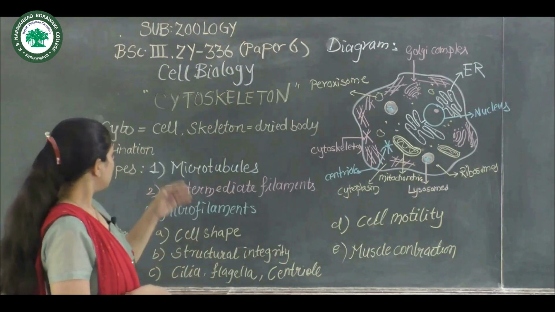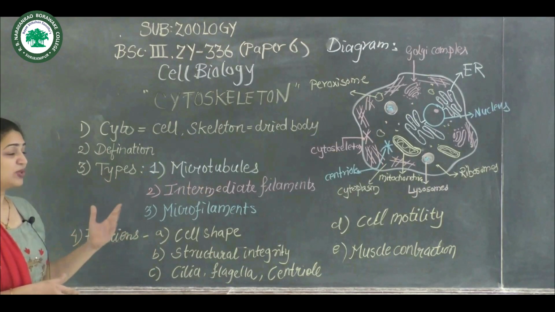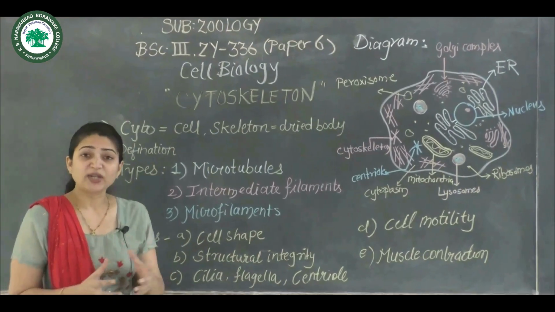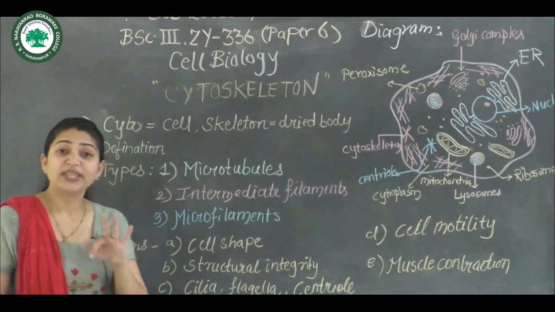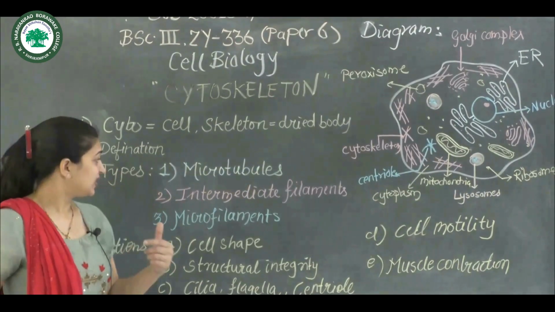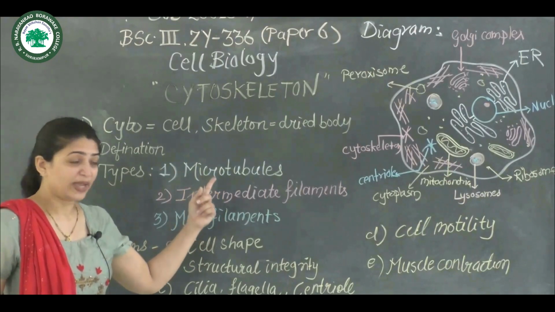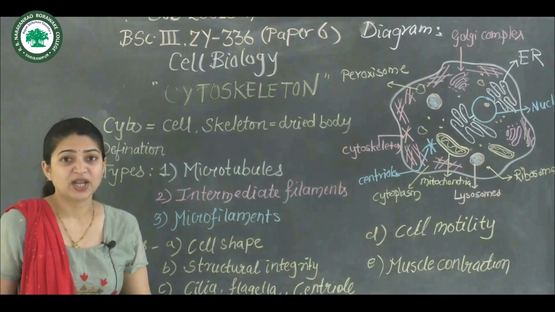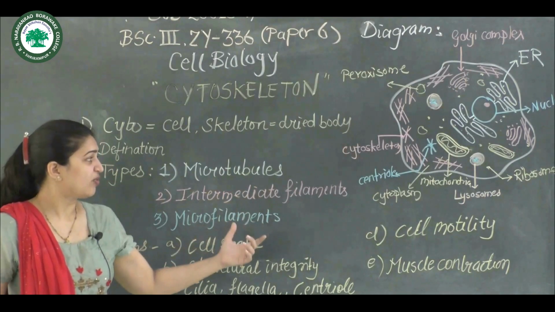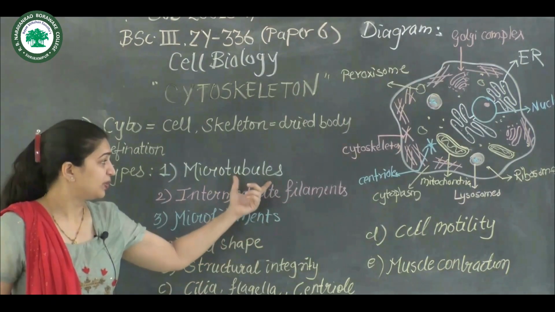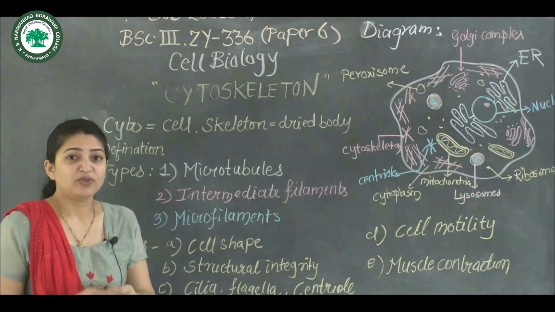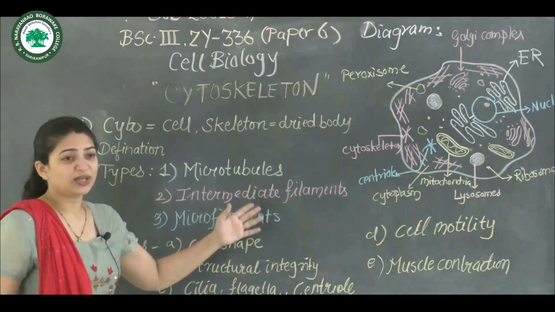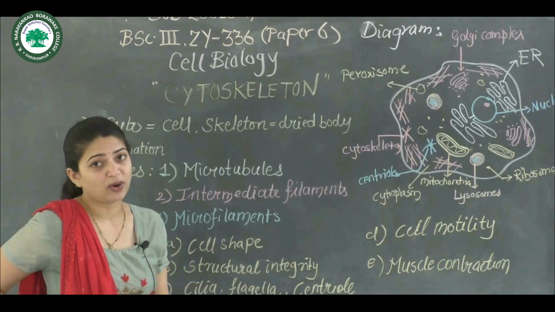Now that we have gone through the definition, we are going to see the different types of cytoskeleton. The cytoskeleton is made up of 3 types. What are the 3 types? These are microtubules, intermediate filaments and microfilaments. As you can see in the words, the cytoskeleton is formed of tubules and filaments which are very micro in size. These three types we will study deeply later on.